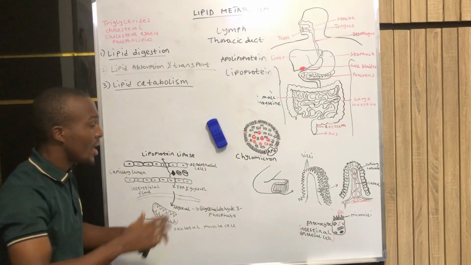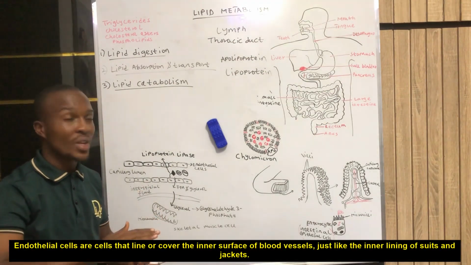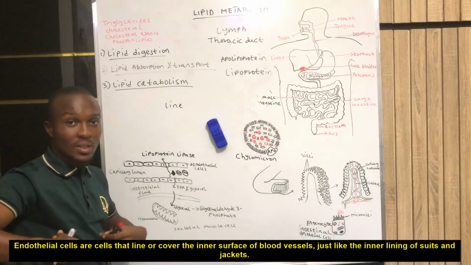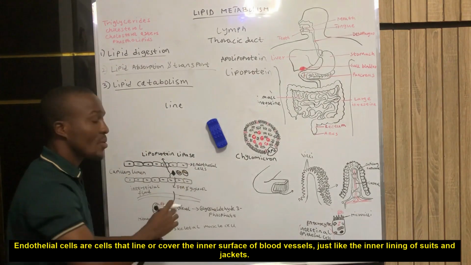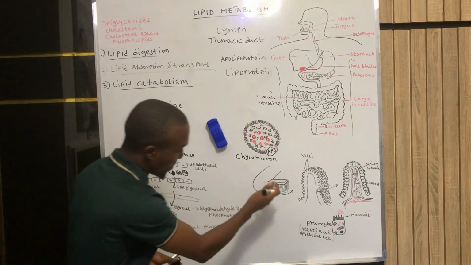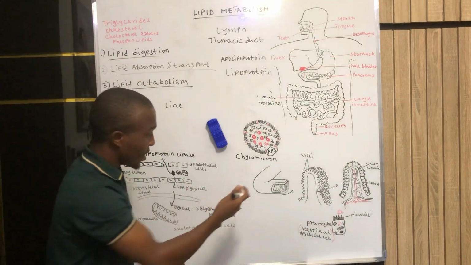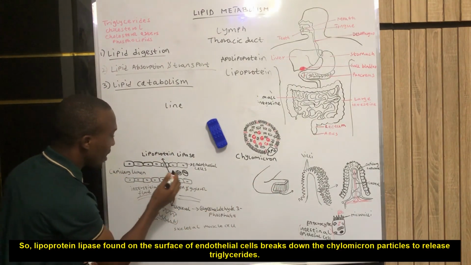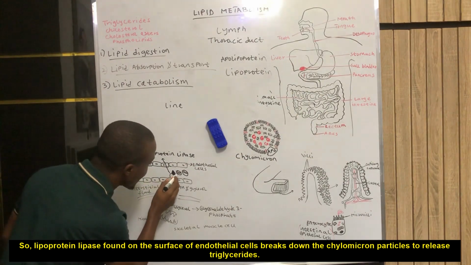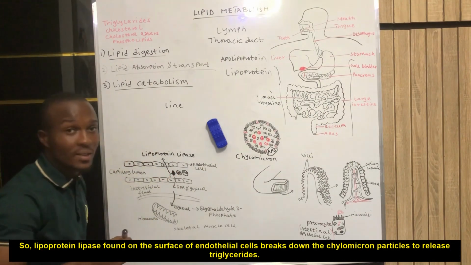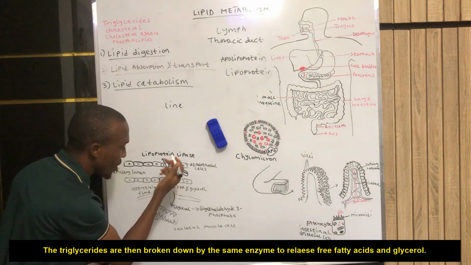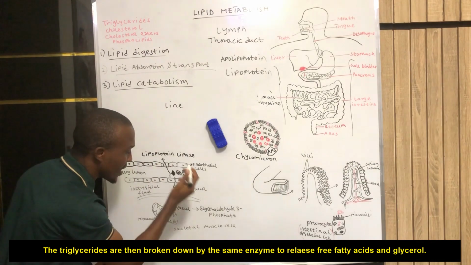Now, what are endothelial cells? Endothelial cells are cells that line or cover the surface, like the inner lining of jackets. These endothelial cells line or cover the inner surface of blood vessels, just like epithelial cells cover the surface of the small intestine. So this lipoprotein lipase is found on the surface of endothelial cells, and it breaks down these chylomicrons to release triglycerides. These triglycerides are then broken down by the same enzyme to release free fatty acids and glycerol.